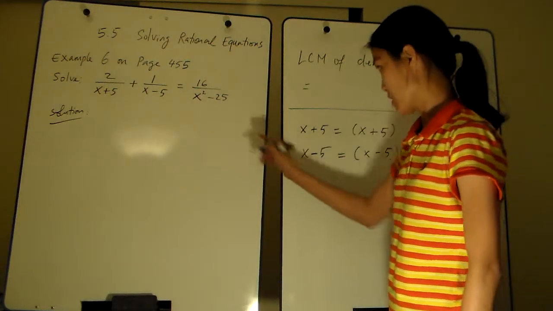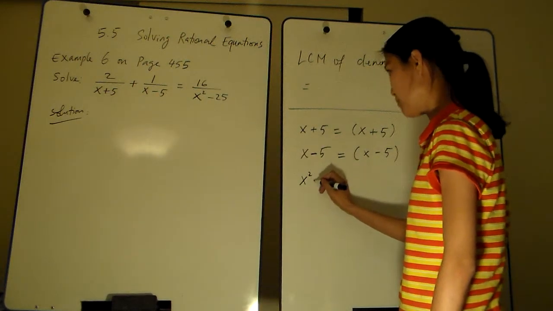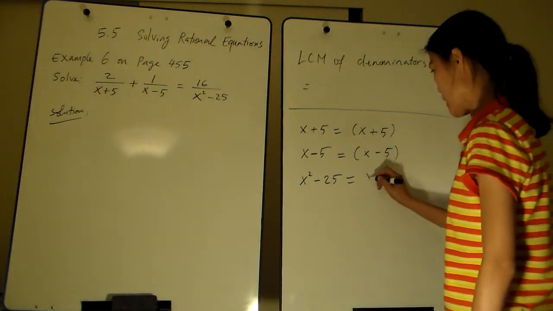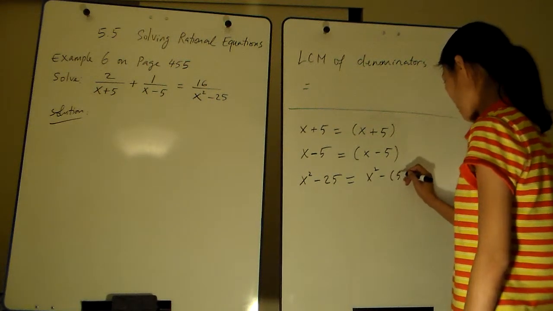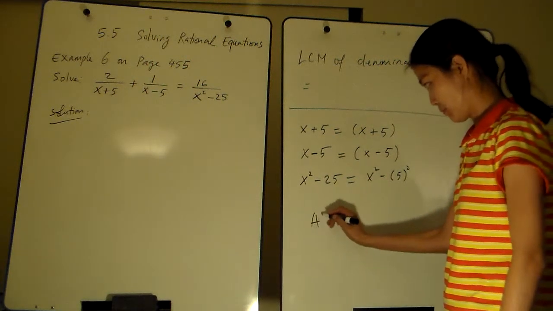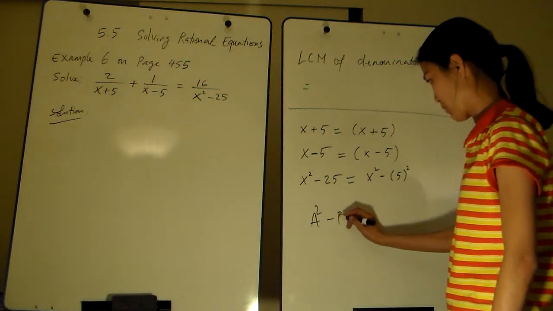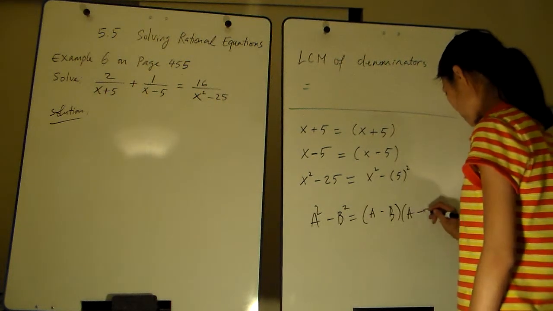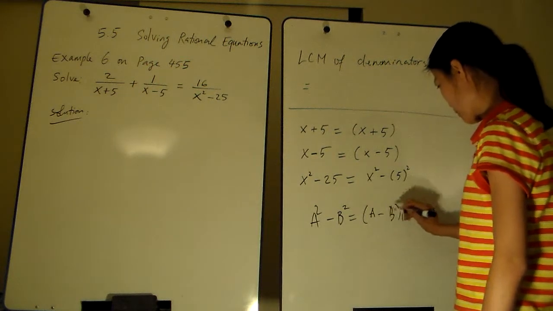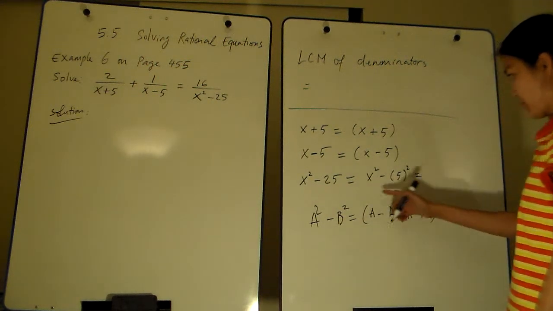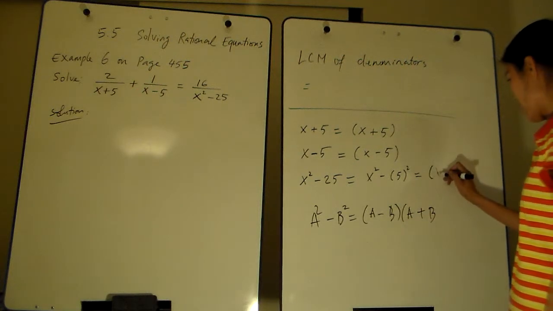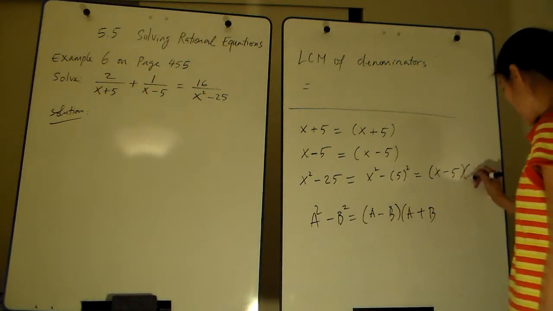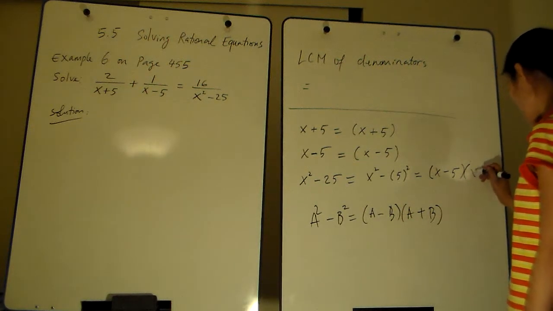For this denominator, you can factor it. Rewrite this as x squared minus 5 squared, using the formula a squared minus b squared equals a minus b times a plus b. So we're using that formula. We have a is x, so x minus 5, b squared is 5 squared, and then a plus b is x plus 5.